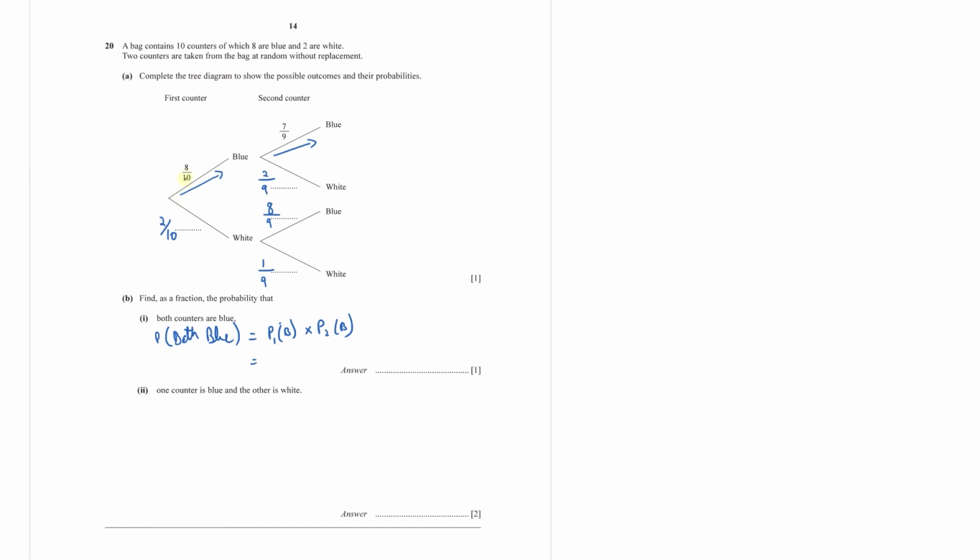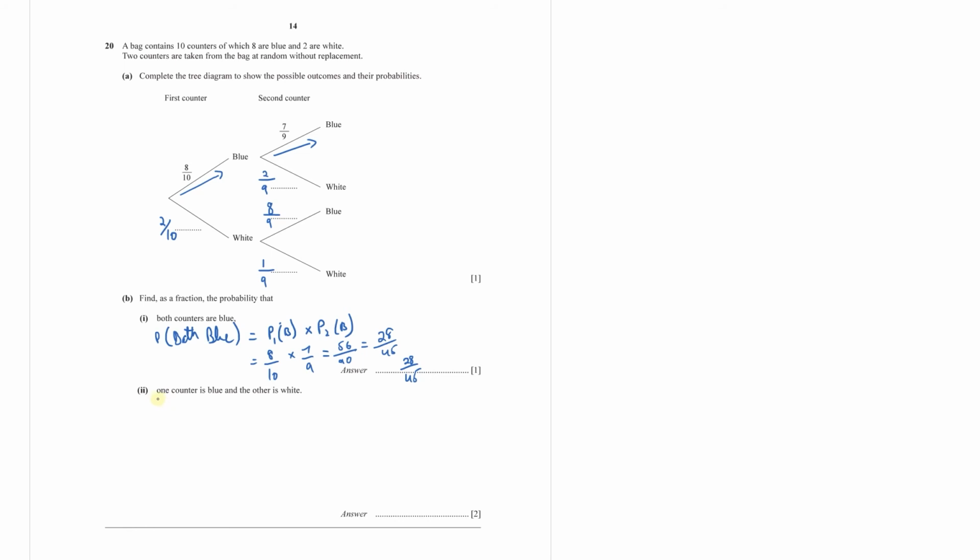So the first time the probability of getting blue is 8 by 10, and then blue for the second time is 7 by 9. So you get 8 times 7 is 56, and 90 in the denominator, and then you can simplify it by dividing by 2. 56 divided by 2 is 28, and 90 divided by 2 is 45, so 28 by 45 should be the simplest form. So the probability is 28 by 45.